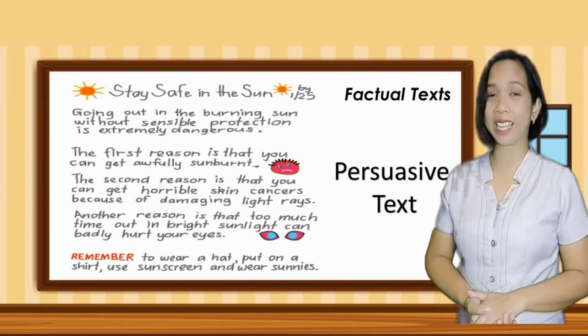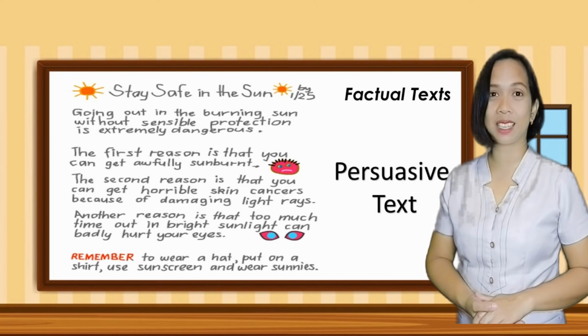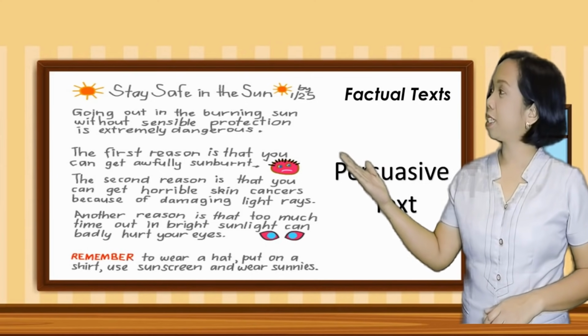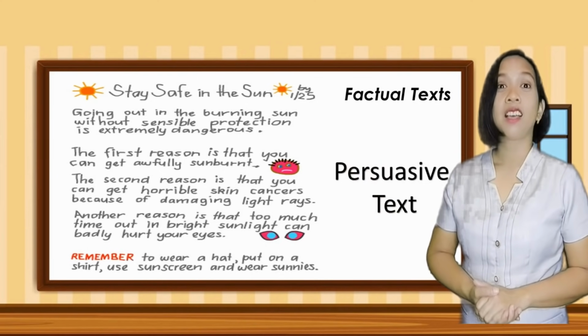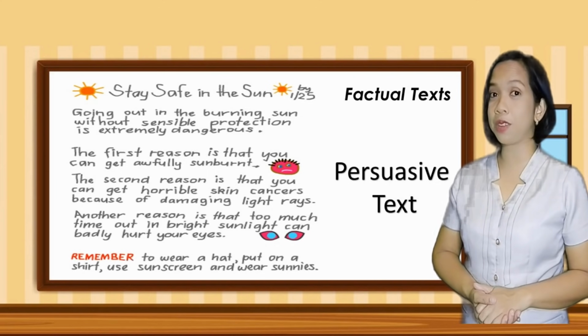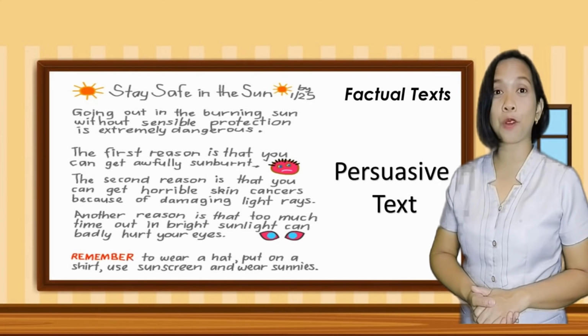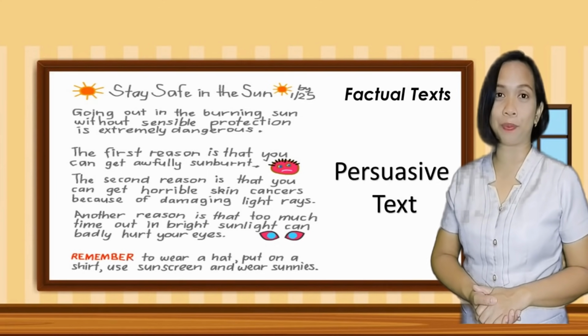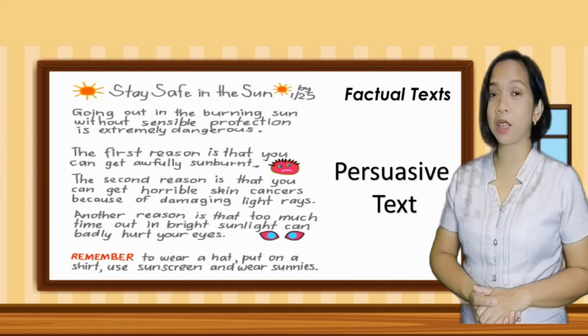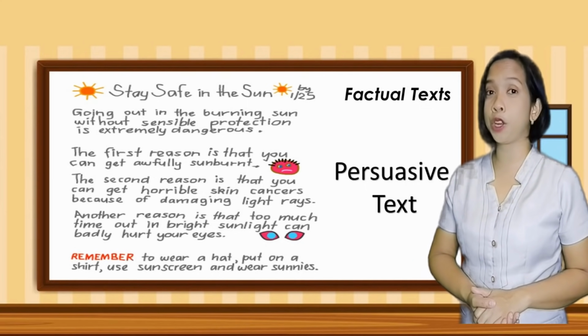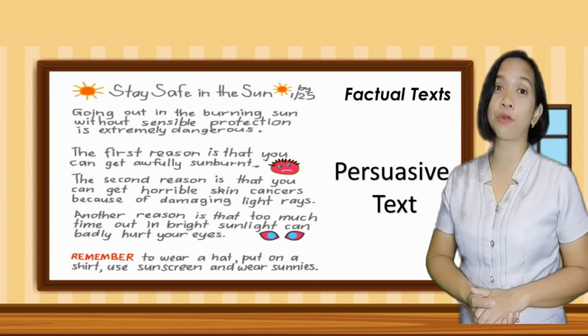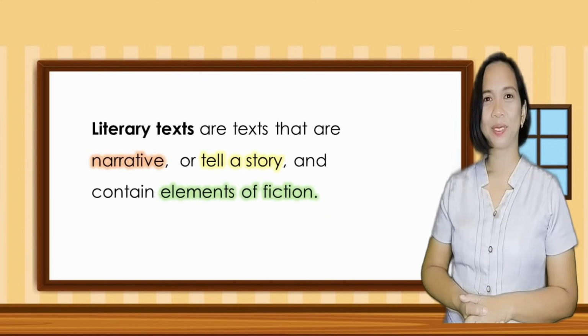Another factual text is persuasive text. In the example, Stay Safe in the Sun, the writer is convincing the readers to protect their skin from the damaging effects of the sun. Persuasive texts put forward a point of view and encourage the readers or listeners.